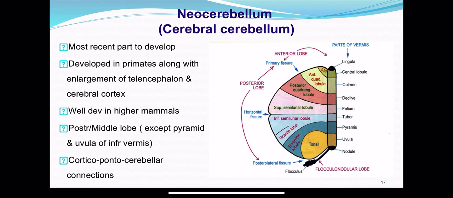So these are the three morphological subdivisions of cerebellum: archaecerebellum, paleocerebellum, and neocerebellum. Archaecerebellum, to reiterate once again, is concerned mainly with equilibrium. Paleocerebellum is concerned mainly with tone and posture of trunk muscles, and neocerebellum is mainly concerned with the performance of highly skilled, coordinated, voluntary motor activities.